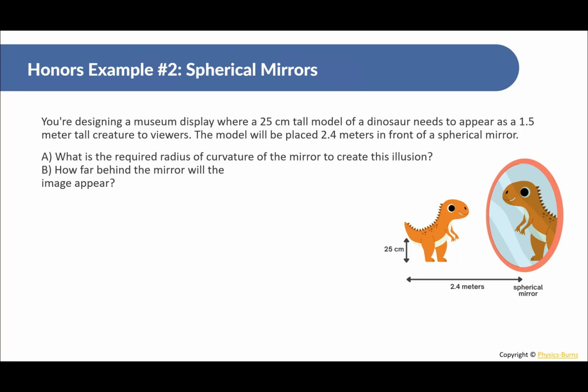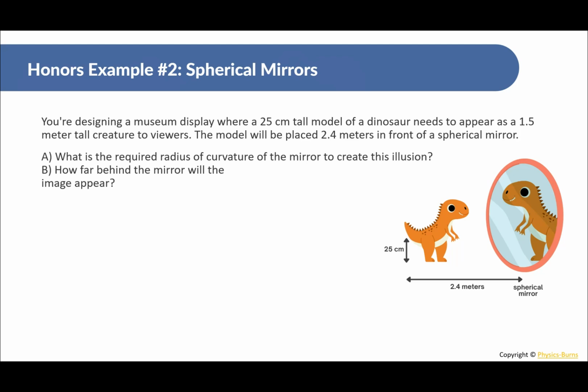You're designing a museum display where a 25 centimeter tall model of a dinosaur needs to appear as a 1.5 meter tall creature to viewers. The model will be placed 2.4 meters in front of a spherical mirror. A. What is the required radius of curvature of the mirror to create this illusion? B. How far behind the mirror will the image appear?